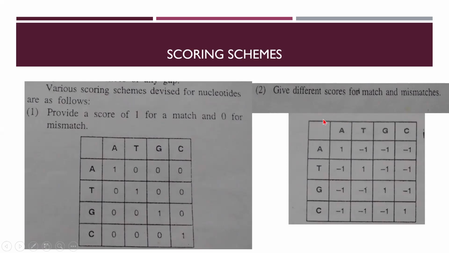A different scoring scheme is to give different scores for matches and mismatches. Meaning, if there is a match, give 1. If there is a mismatch, instead of 0, what we have seen here, give -1. So, for matches and mismatches, give different scores. This is another simple scoring scheme which can be used for nucleotide sequence alignment.